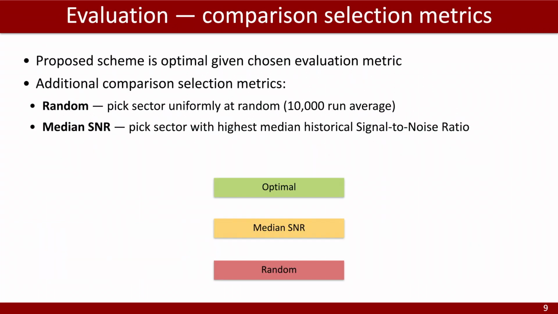Because we pick the sector that maximizes the expected data rate, the proposed scheme is optimal given our chosen evaluation metric. We also considered the following two alternatives as comparison points. A random strategy where we pick a sector uniformly at random from those that were used in that particular cell, and median SNR, where we pick the sector with the highest median historical signal-to-noise ratio. The choice of SNR is motivated by its common use as a channel estimator and correlation with achievable data rates.